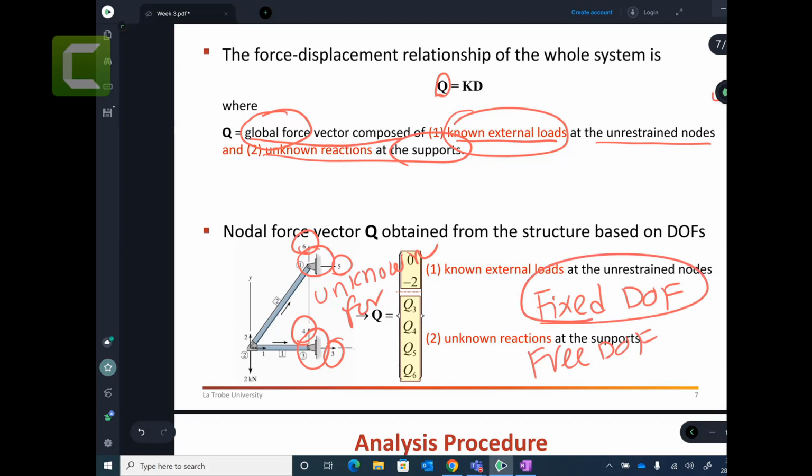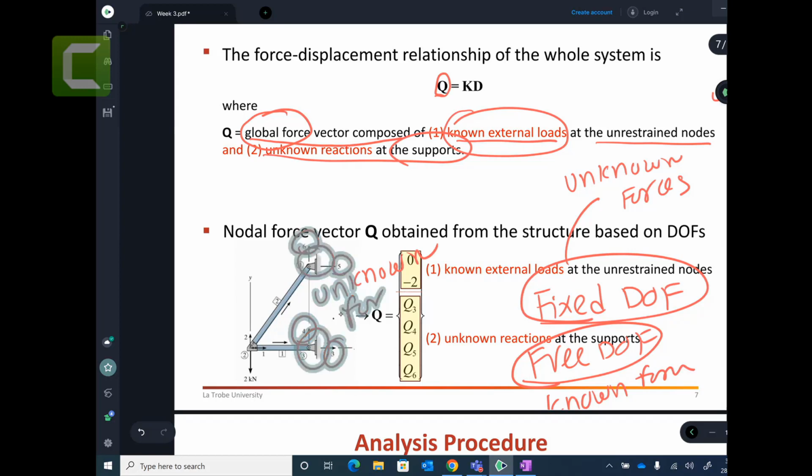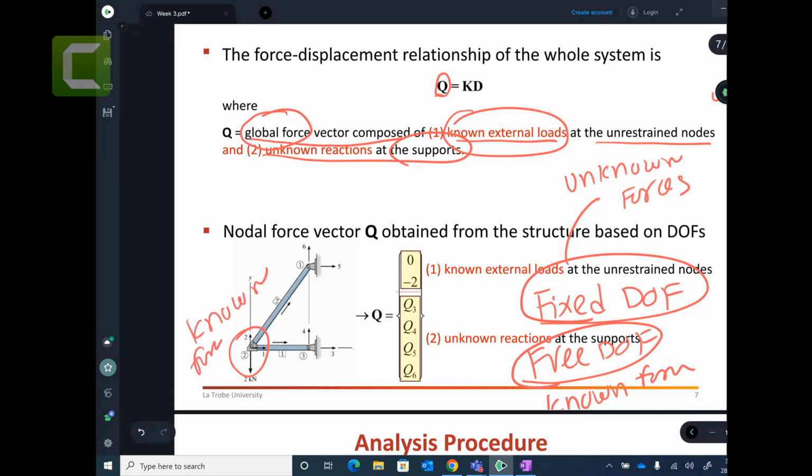So all fixed degrees of freedom are unknown forces. That is another way you can say it. All free degrees of freedom are known forces. I hope it makes sense. Another way to say it: wherever you have a support, that is your unknown forces, and where you have no support, at the free end, you have known forces. These ones are unknown forces.